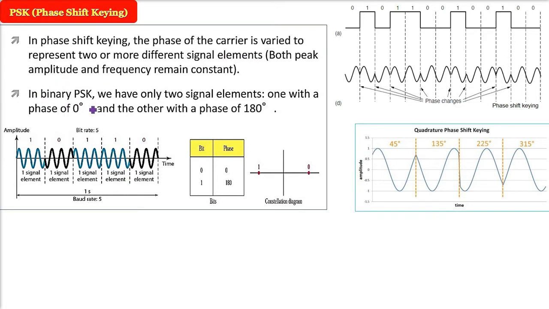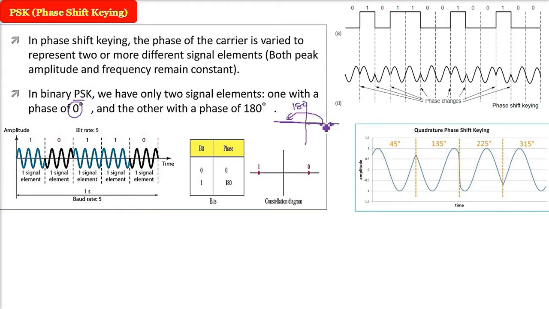If you're talking about binary PSK, we will have only 2 signal elements. One signal element with a phase of 0, angle of 0. The other one will have a phase of 180 degrees. Let me show you. This is the Cartesian coordinate system. You are already aware of it. Now a line on the x-axis will make an angle of 0 with the x-axis. But a line which is opposite to the x-axis will make an angle of 180 degrees with the x-axis.